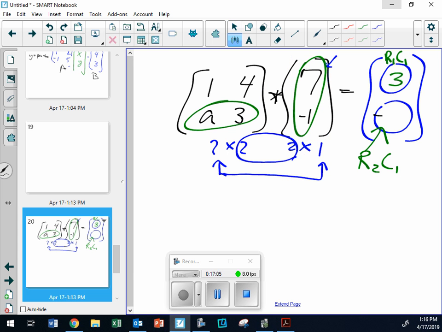7A. 3 times negative 1 makes negative 3. And then do I add them? Yes. Now I could say plus negative 3, or I could just say minus 3. That is adding them together. It just happens to be a negative 3.